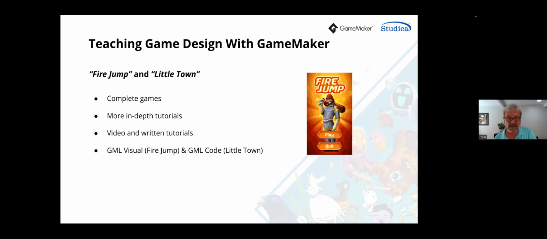Fire Jump is an endless platformer game, which allows you to continue jumping up, saving people from a burning building. And it is done mainly in the visual. And then Little Town is just a tabletop kind of game that allows you to go around and collect objects. Both of these are going to have a high amount of modding in them to allow students to change the game, make the game their own, with very, very little coding up front. But what they're doing is then dissecting why, what happens when, by having examples straight in front of them.